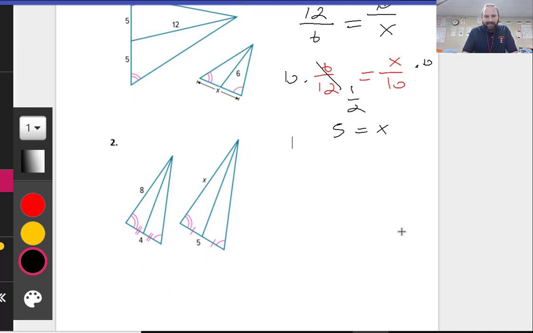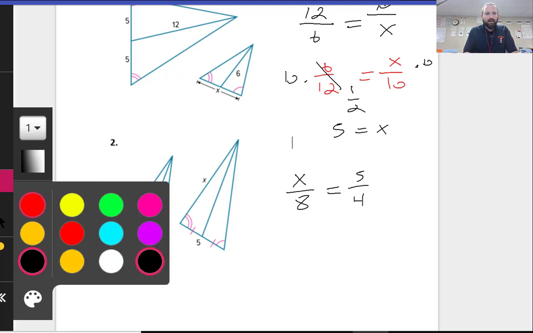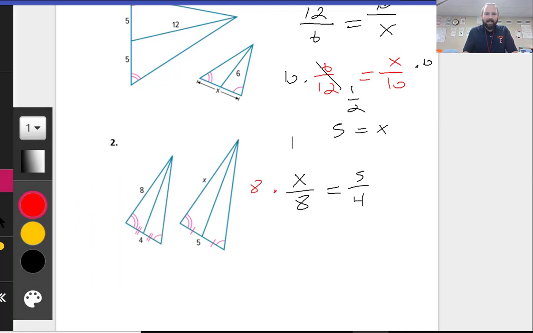All right, looking at this, I can compare x over 8 will equal, I'll put the whole thing, so 5 over 4. Now, if I multiply by 8, I'll get my answer because x will be by himself. 8 divided by 4 is 2. 2 times 5 is 10. So x equals 10. All right, so that's our example 1 problems. Let's go on to the last, example 2 problems.